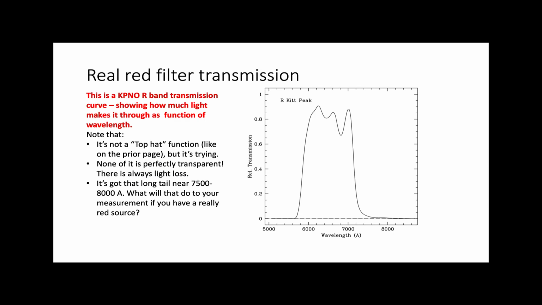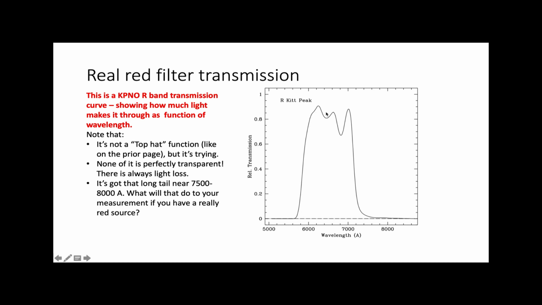But this is more reality. That before was more of a cartoon. This is reality. So here I've got relative transmission as a function of wavelength. This is a real R-band filter from Kitt Peak. And you can see that it lets no light in until about 5,500 angstroms. And then it slams on pretty quick, right? But it's not an infinite slope. There's a finite slope to this.